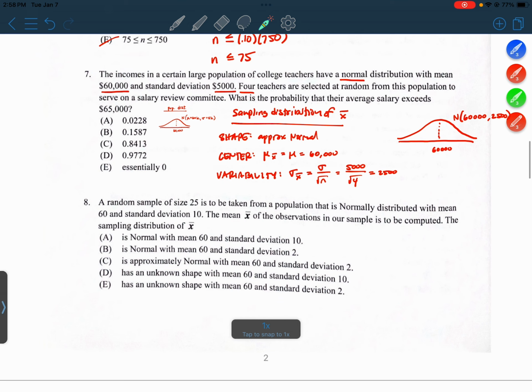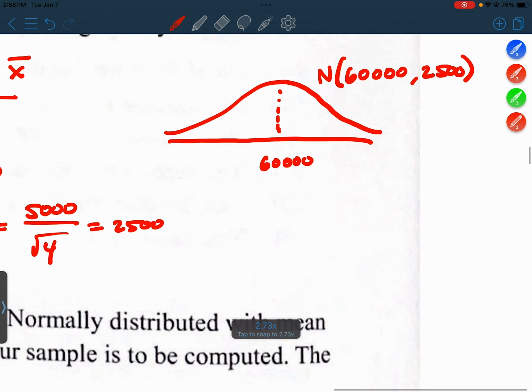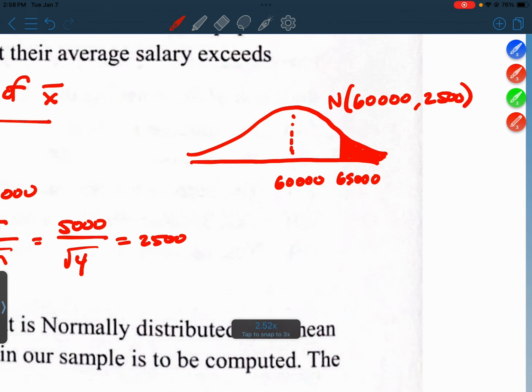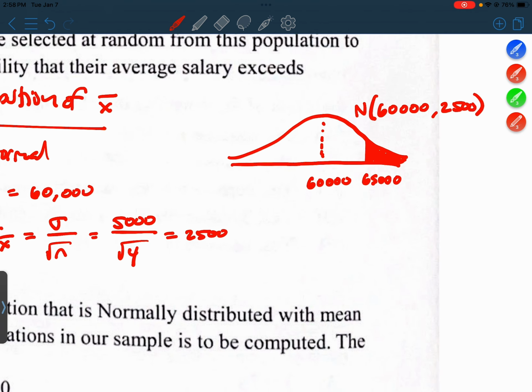The question is to find the probability that the average exceeds 65,000. So 65,000 is going to be somewhere over here to the right. Exceeds means greater than, so shade the right tail. From here it's just 2 more calculations. Number 1, standardize, so find the z-score. Number 2, we use Table A to look up the area.